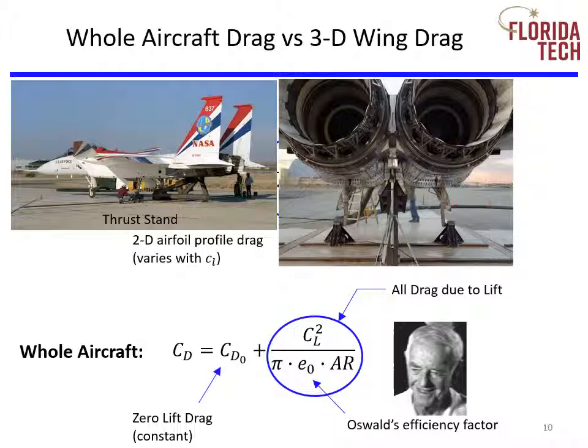Whole aircraft drag uses the equation CD equals CD naught plus CL squared over pi times e sub o times the aspect ratio. CD0 is the zero lift drag, which can be considered constant. Instead of the span-wise factor, Oswald's efficiency factor is used. We'll now describe these terms in more detail on the next slide.